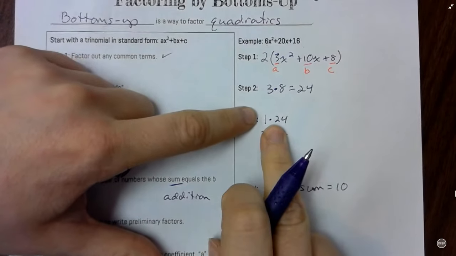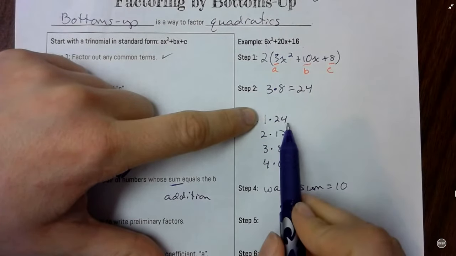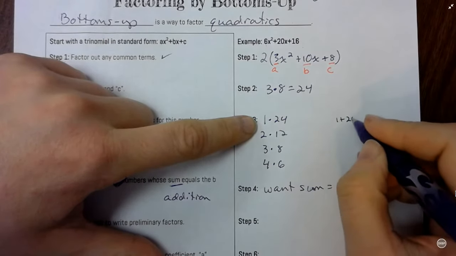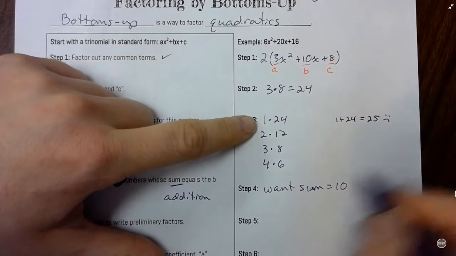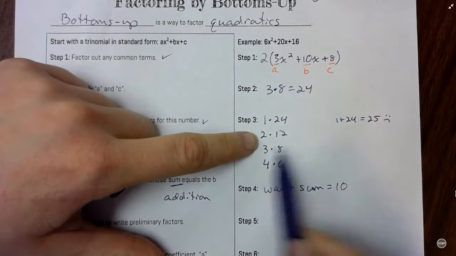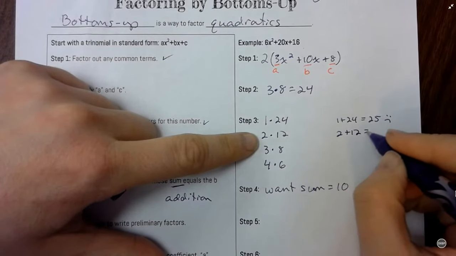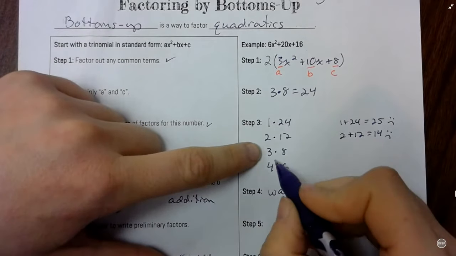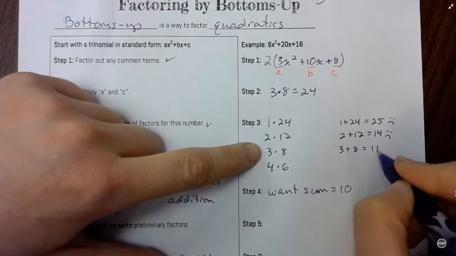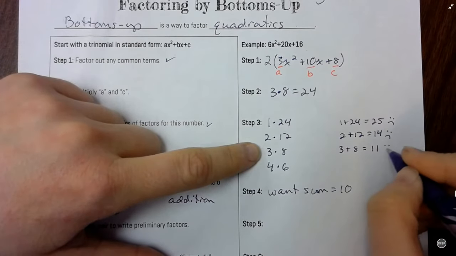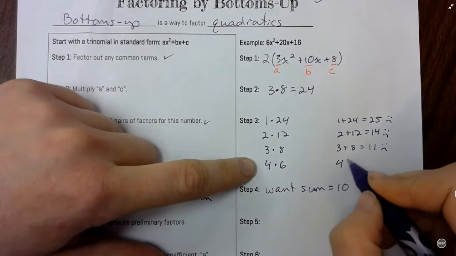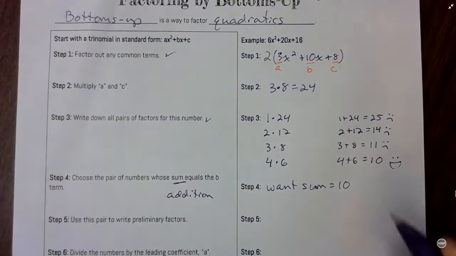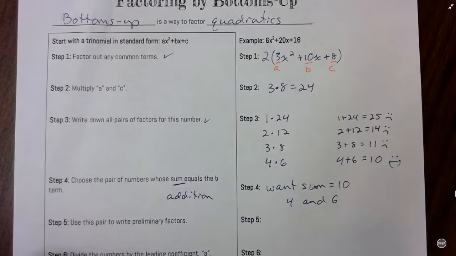So now you think to yourself, 1 plus 24. Is 1 plus 24 10? Well, no, of course not. It's 25. That's not what we want. So then 2 plus 12, that's 14. 14 isn't 10. That's not what we want. So then 3 plus 8 is 11. 11 isn't 10. That's not what we want. And finally 4 plus 6. Oh my god, it's 10. Yay! So 4 and 6. Those are the ones we want.